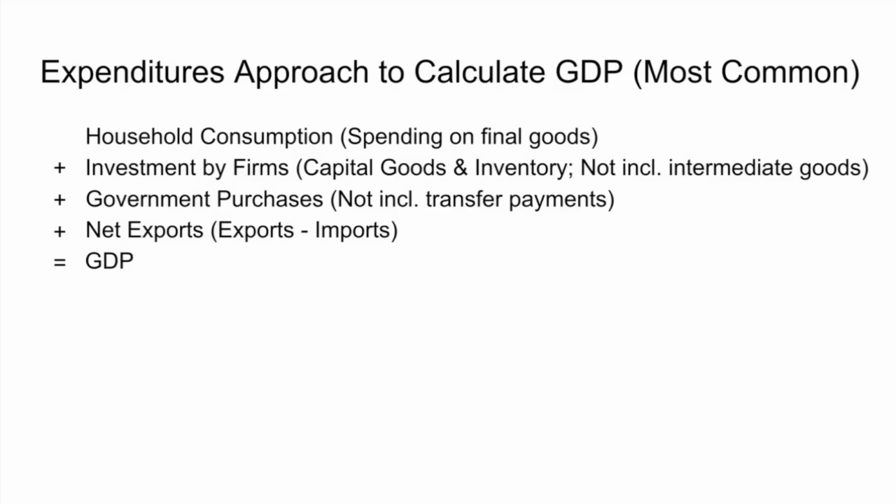And then plus government purchases, which does not include transfer payments, plus net exports. So exports minus imports, because exports are produced in the country but sold to people abroad, whereas imports are not produced in the country and therefore should be subtracted. All right, so GDP equals C, household consumption, plus I, investment by firms, plus G, plus X minus M.